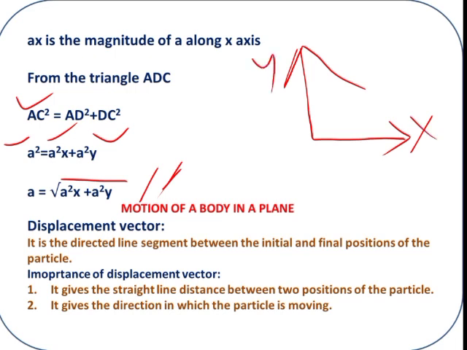Means two dimensions here. So now, what is a displacement vector? It is the directed line segment between the initial and the final positions of the particle. This is a displacement vector, initial and final. So in this way we can say displacement vector means it is a directed segment from the initial point to the final position of the particle.